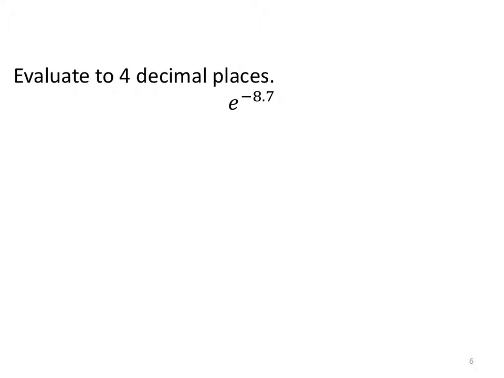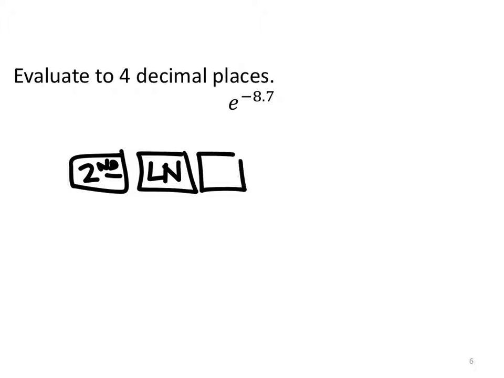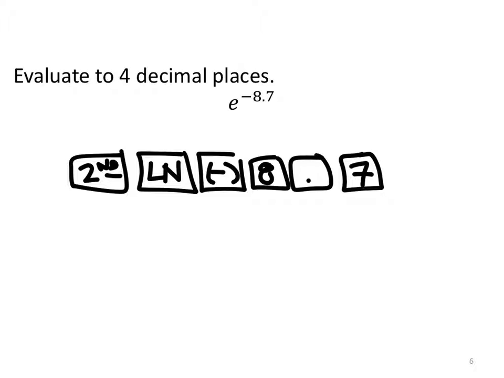All right, this is not a natural log. It's just e. e to the power of negative 8.7. So we've got to find our e button, which for me is the shifted form of the ln button. So I've got to push my second button for me. And then I push my ln button. So that takes me right to e to the power of something. So I'm going to tell it it's the power of negative 8.7. Then I can push equals, and it'll give me the answer.